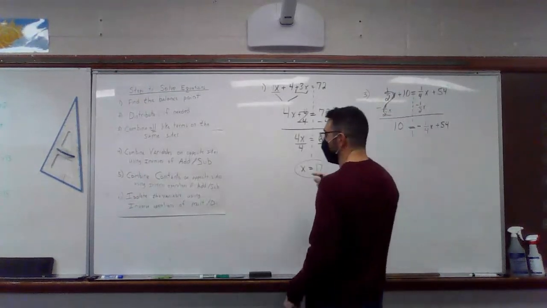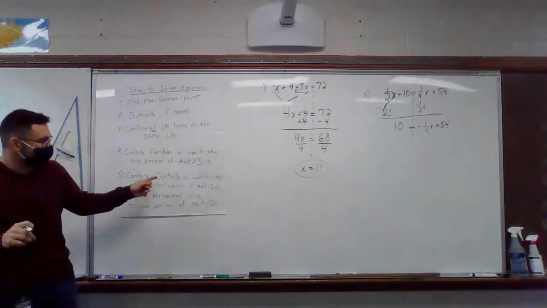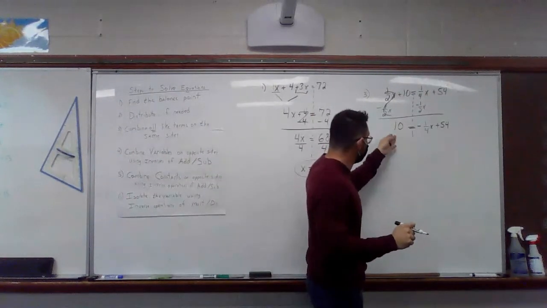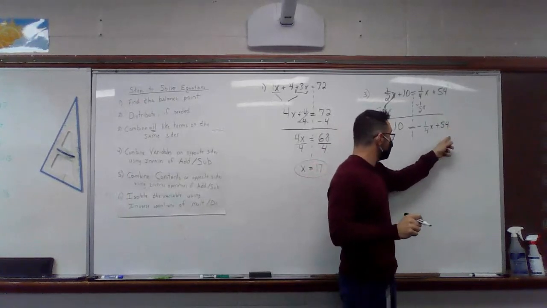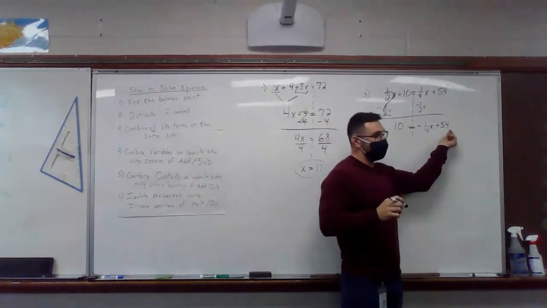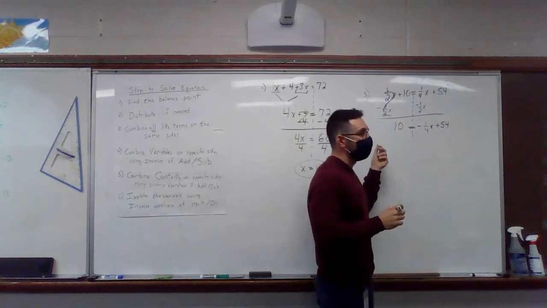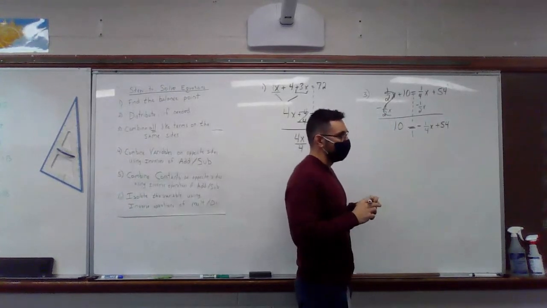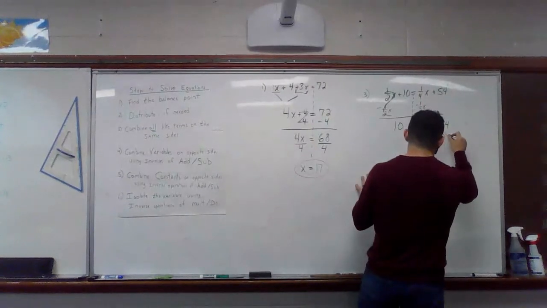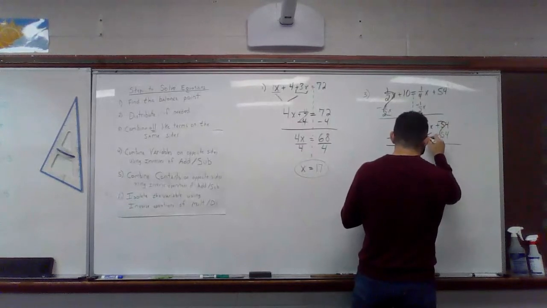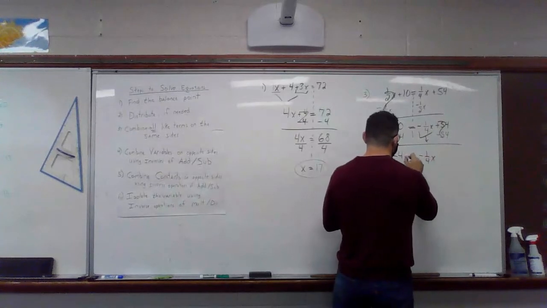Okay, so we combined variables. Now we're combining constants using addition and subtraction. So again, I ask, Mackenzie, do I want to move the 10 this way or the 54 this way? Do I want things to come closer to the x or farther away from the x? Yeah, so we're going to move the 54. Very good. It's positive, so we subtract 54 from both sides. That leaves me -1/4 x equals -44.